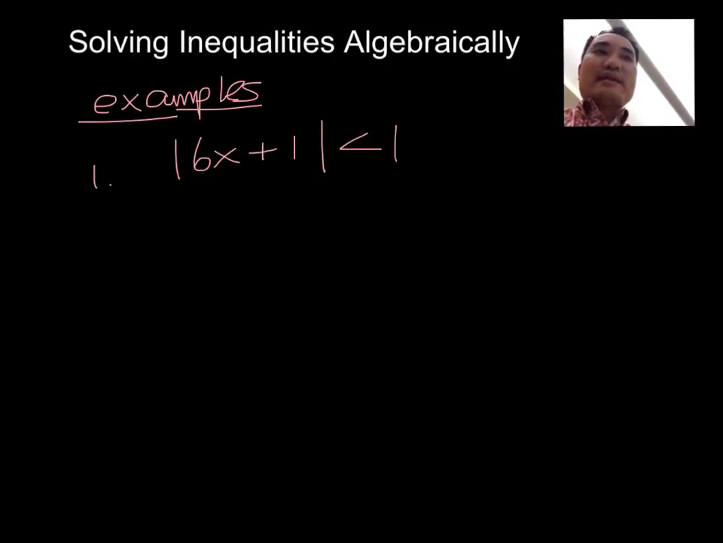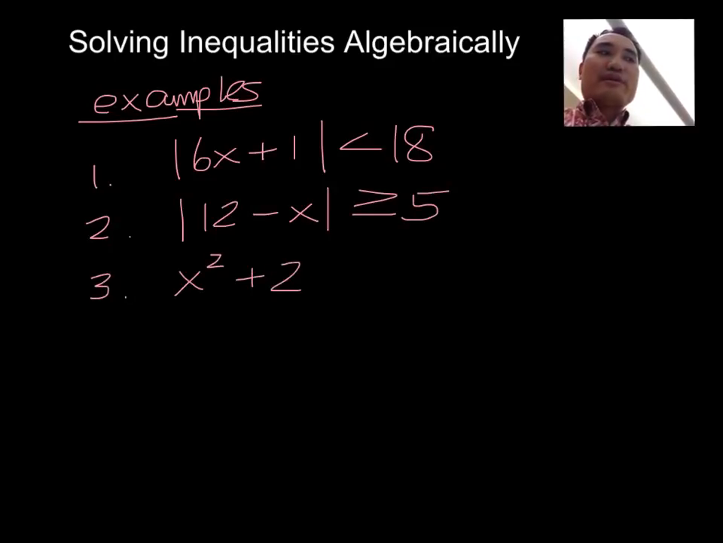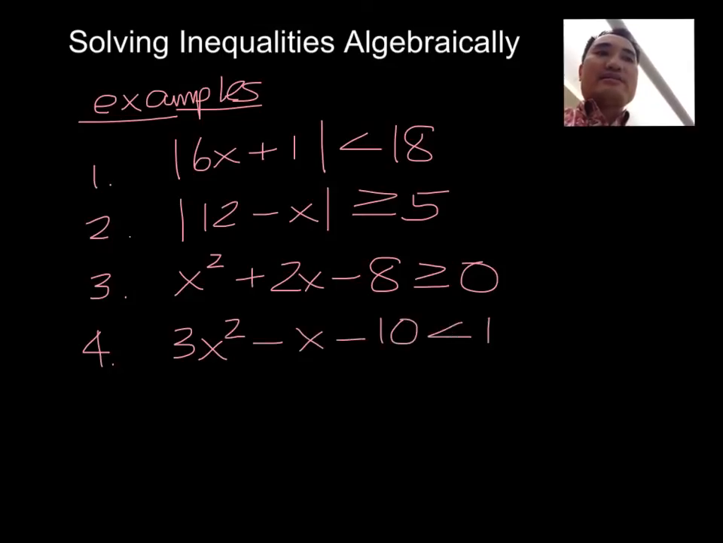Okay, here are the examples I want you to try on your own in your notes. First one, absolute value of 6x plus 1 is less than 18. Number 2, 12 minus x is greater than or equal to 5. Number 3, x squared plus 2x minus 8 is greater than or equal to 0. And number 4, 3x squared minus x minus 10 is less than 0.